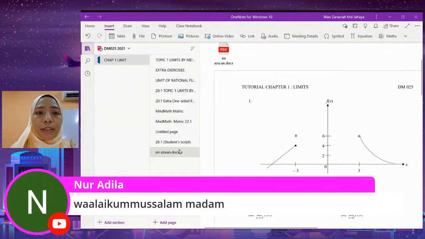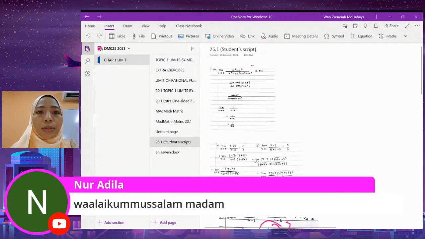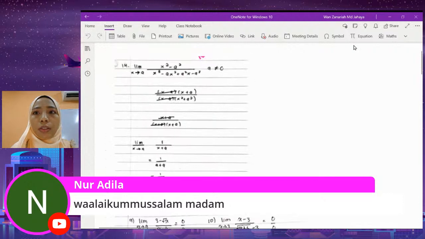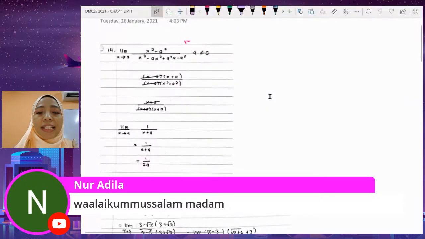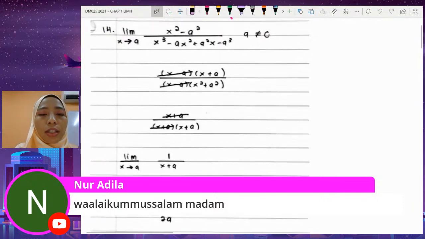Student's screen. Okay, this is the student screen. Hopefully it's a lesson for you to not repeat the same mistake as what the students did. The best thing is to learn from others' mistakes. Even if you don't make the mistake, it's good if you learn from other people's mistakes. Okay, all right. Can you see the screen clearly?